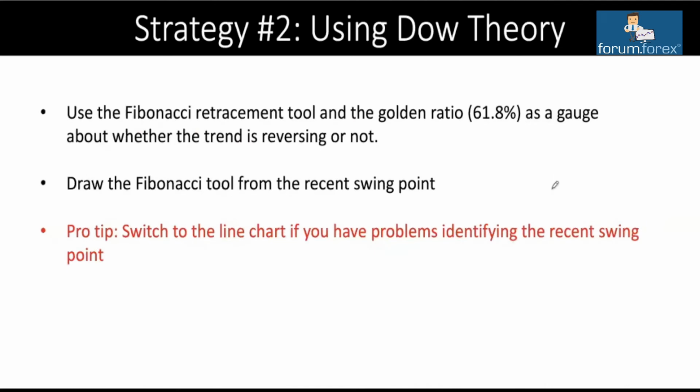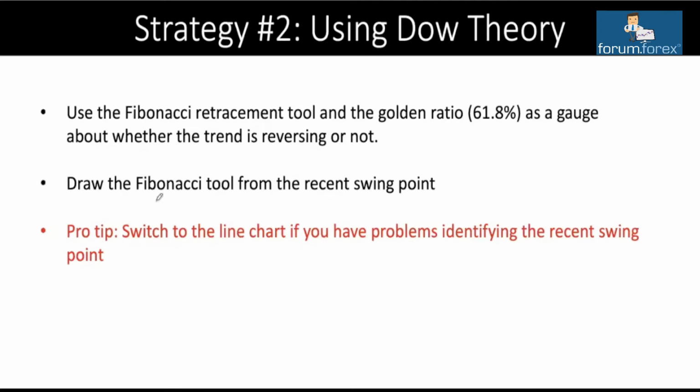I want to give you the instructions first, the step-by-step guide first. Then I will switch to the chart to show you how I use it in real time. Step number 1 is that you want to use the Fibonacci retracement tool, and you want to make sure that you have the golden ratio, which is the 0.618 level, in your Fibonacci tool. This is what we will use as a gauge about whether the trend is going to reverse or not. If price is supported at 0.618, then we can say that the trend is not ready to reverse, it's still likely to carry on. But if the 0.618 level is broken, then that's a telltale sign that the trend is weakening. You might potentially see a trend reversal.